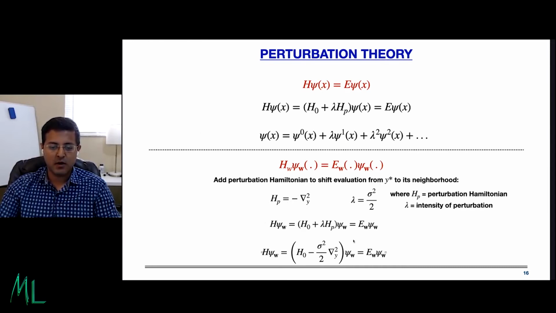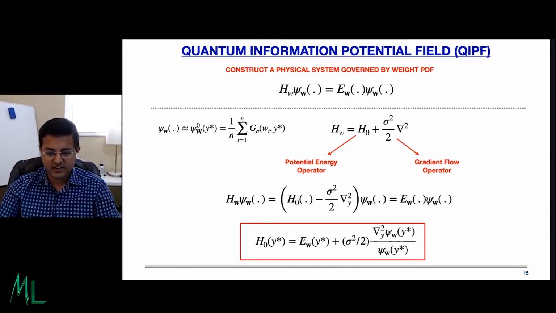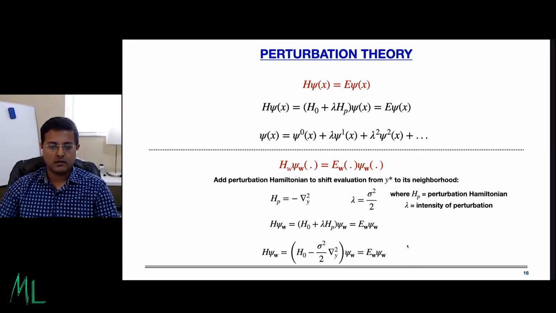And essentially we arrive at this formulation, that is the quantum information potential field, that describes the local dynamics of the IPF around a given model output. And so this is a very good description of the local behavior of model weight PDF around a given model output. So I won't go into the details of perturbation theory, but this is the abstract description of how we use it.